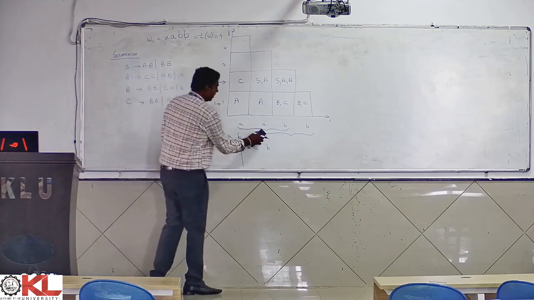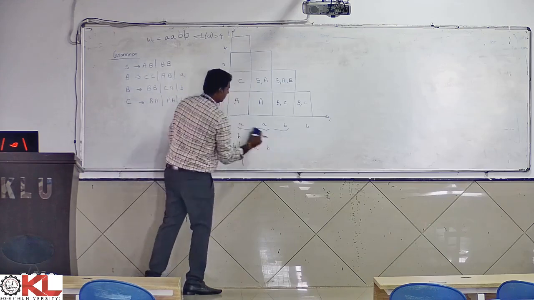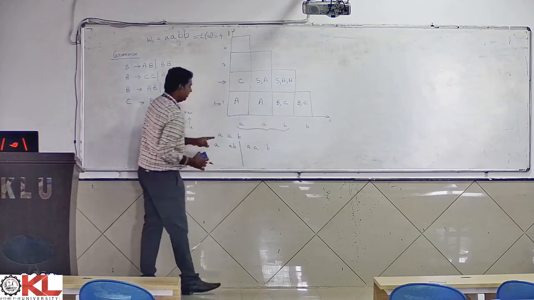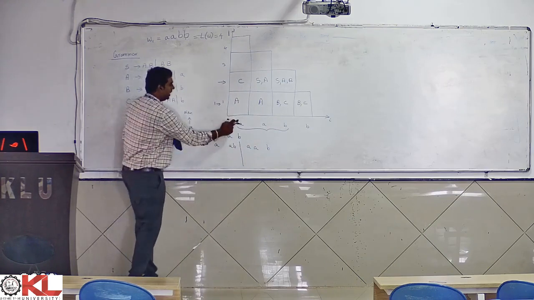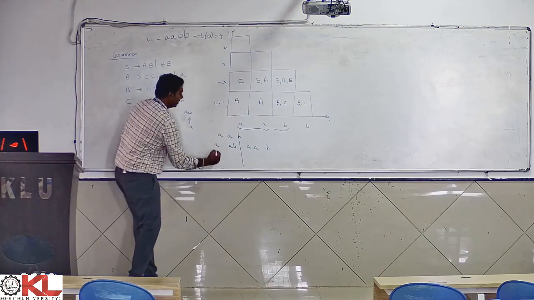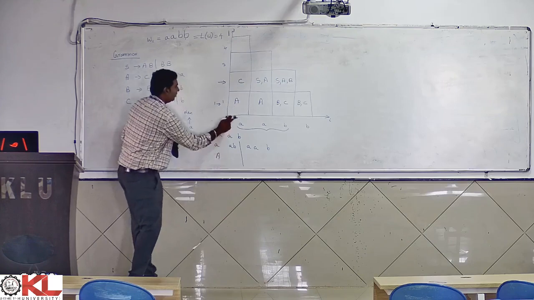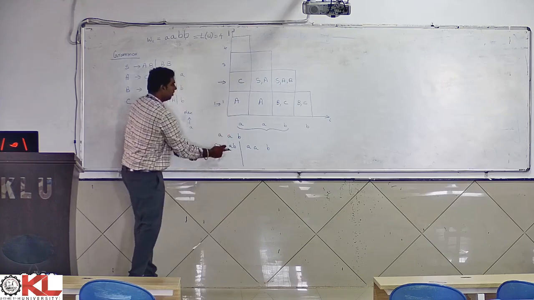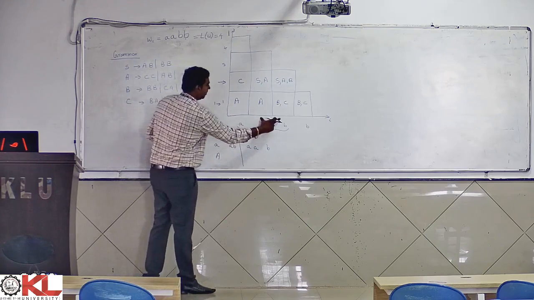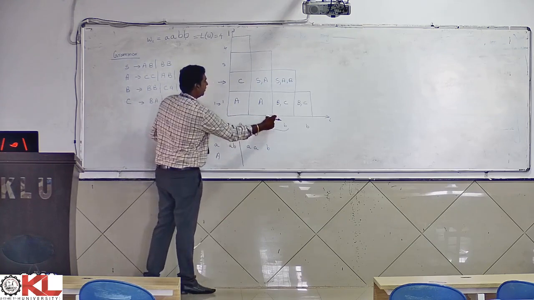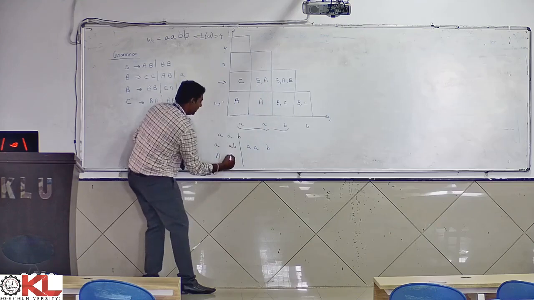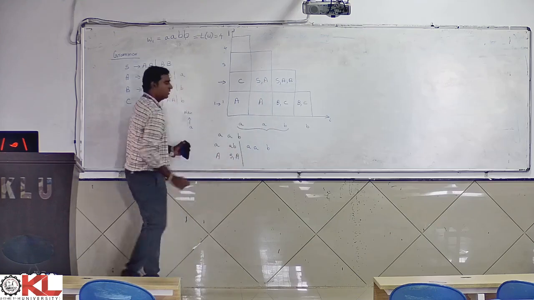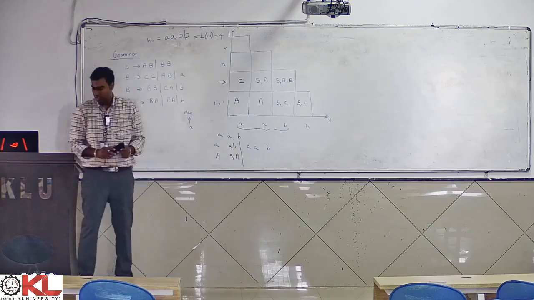First I am combining these three cells. There are two combinations. So what about A? A belongs to this one. What about AB? While I am combining these two cells, where I have written, it will be written here. So it is S comma A. Understood this one?